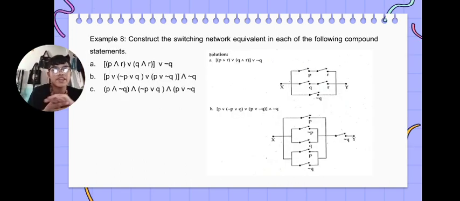Next, Example 8. Construct a switching network equivalent to each of the following compound propositions. A: P closed. This is the solution for A, P and R.